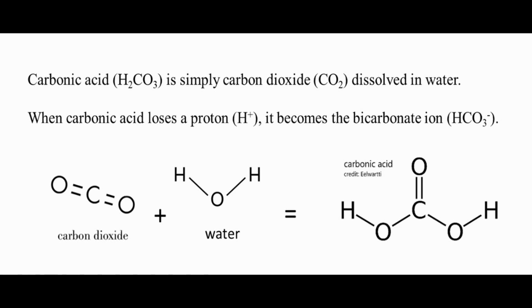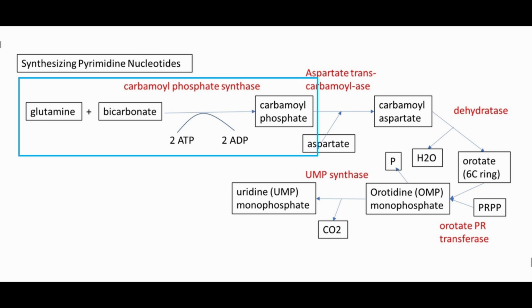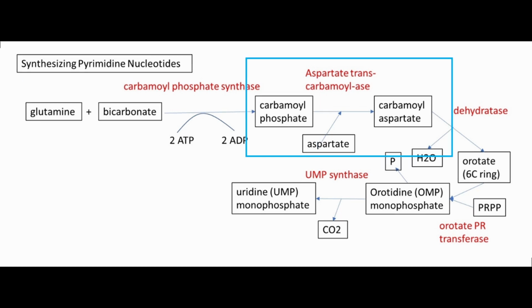When carbonic acid loses a proton H+, it becomes the bicarbonate ion HCO3 negative. So, to synthesize the pyrimidine nucleotide uridine, for step 1, the enzyme carbamoyl phosphate synthase uses 2 ATPs to combine glutamine and bicarbonate into carbamoyl phosphate. For step 2, the enzyme aspartate transcarbamoylase adds aspartate to carbamoyl phosphate to make carbamoyl aspartate.